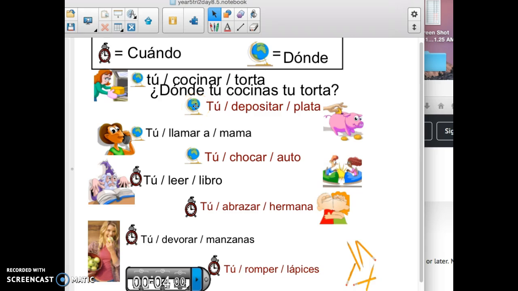The next one is going to be, where do you deposit your money? Where do you call your mom? Where do you crash your car?